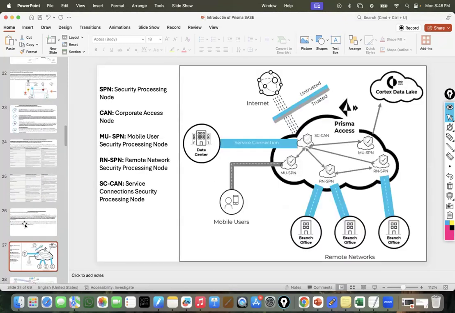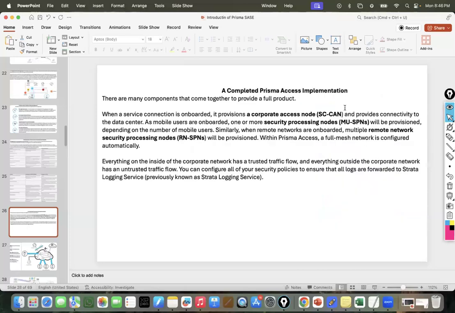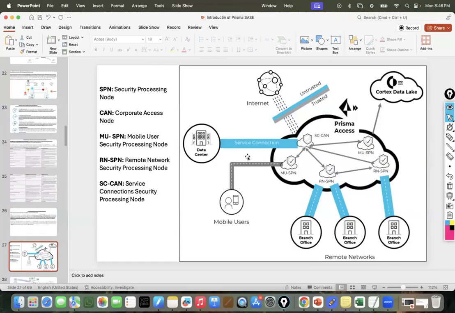So we have the Prisma Access components, right? When we design Prisma Access, we have to focus on a few things. We should know what the corporate access node is, that is CAN, and how it is going to communicate with the security processing nodes and how it is going to provision. Also, how the remote network security processing node is going to look and how the architecture is going to look. So let me give an idea. You see, this is the Prisma Access architecture.